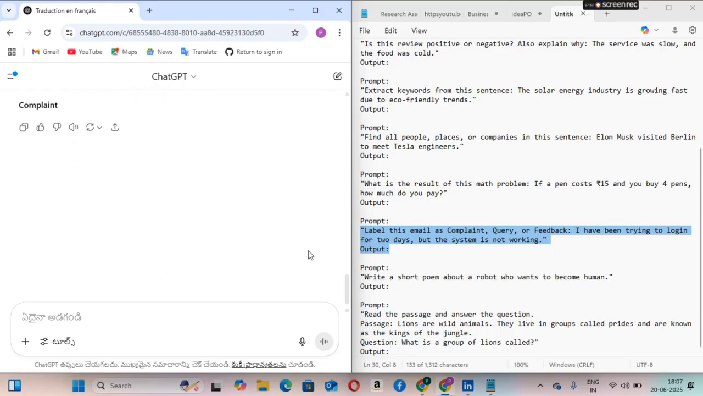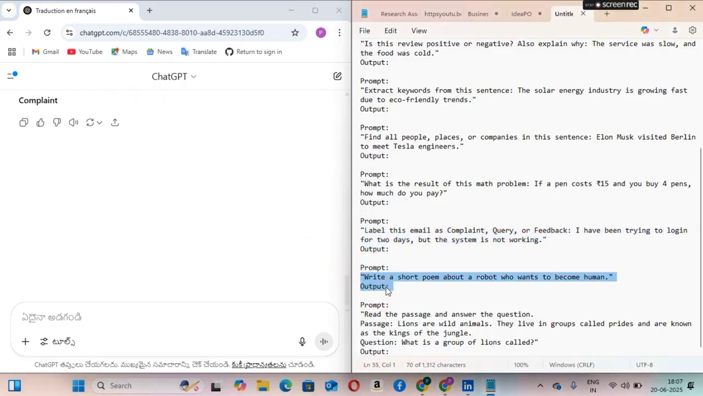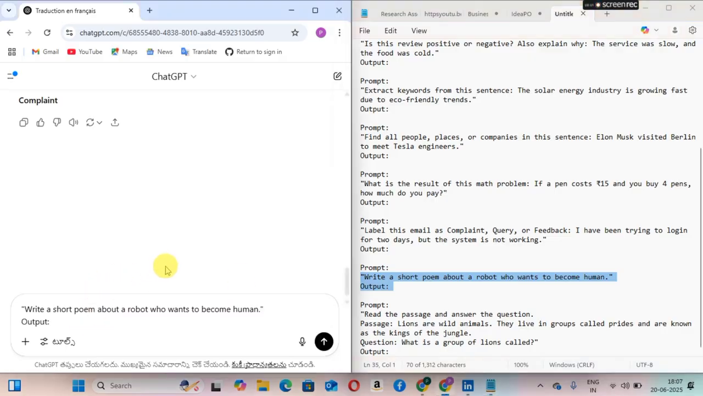So here the model understood the problem in the email. The user is unhappy and reporting an issue. So the model labeled it as a complaint correctly. Right? So the model labeled it as a complaint correctly without any training example.